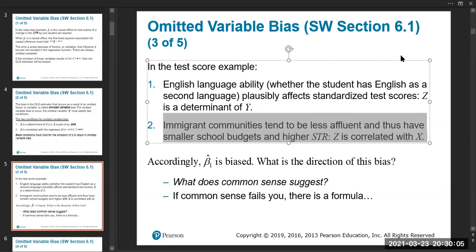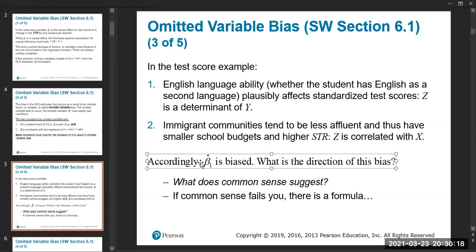Okay, so first, Z is a determinant of Y. Second, Z is correlated with X. Both hold, so beta 1 hat is biased. Be careful, it's beta 1 hat. The estimator is biased, not the population coefficient. The estimator, beta 1 hat, is biased. So in this case, omitted variable bias comes in.